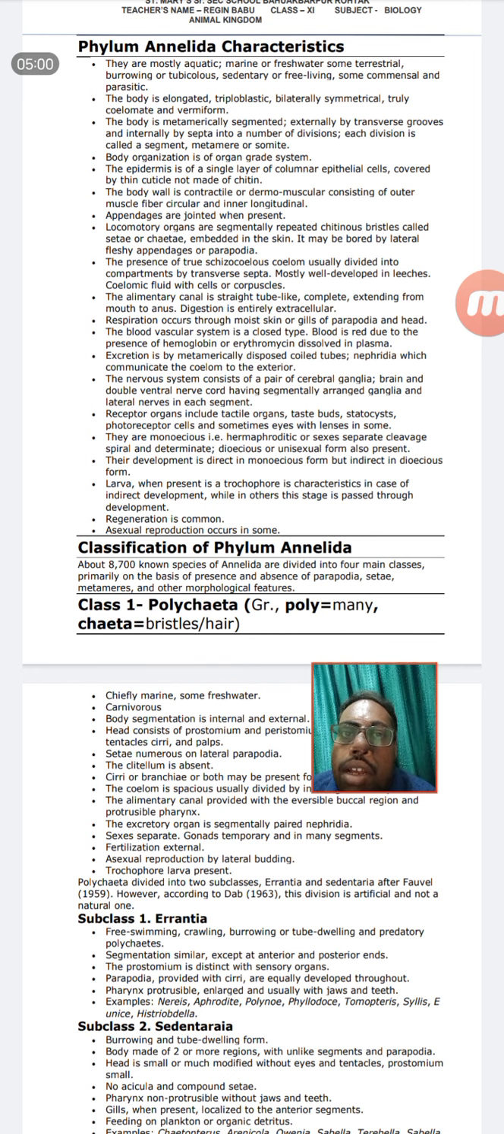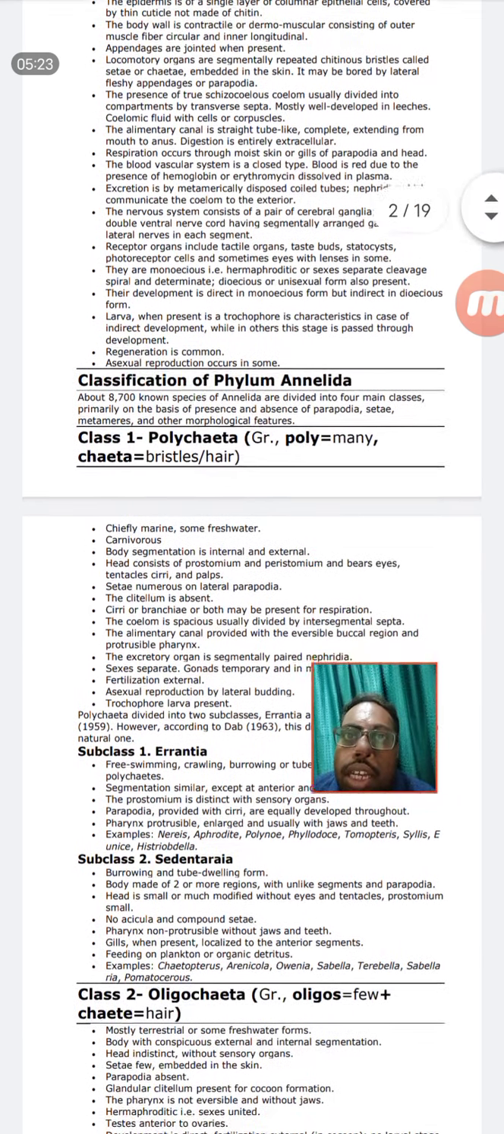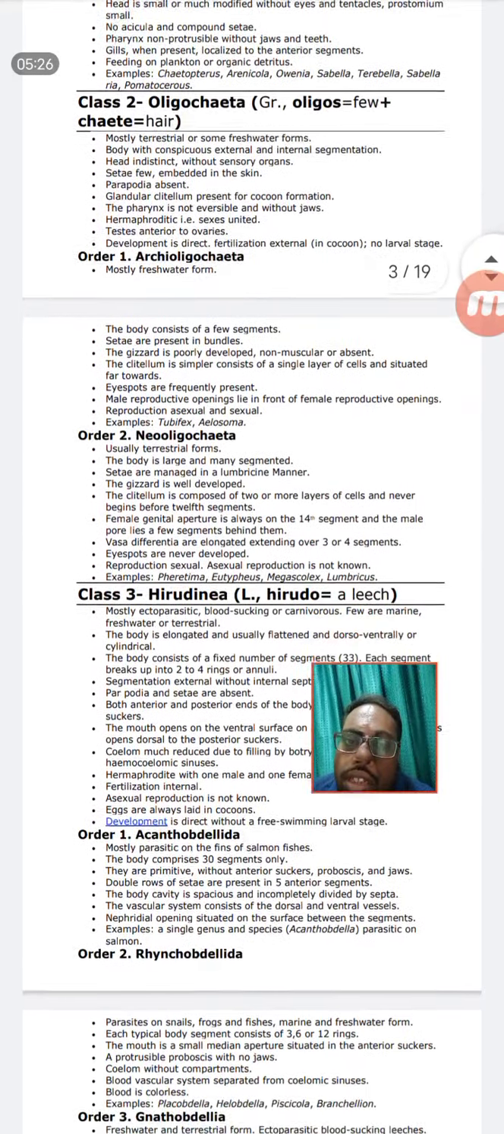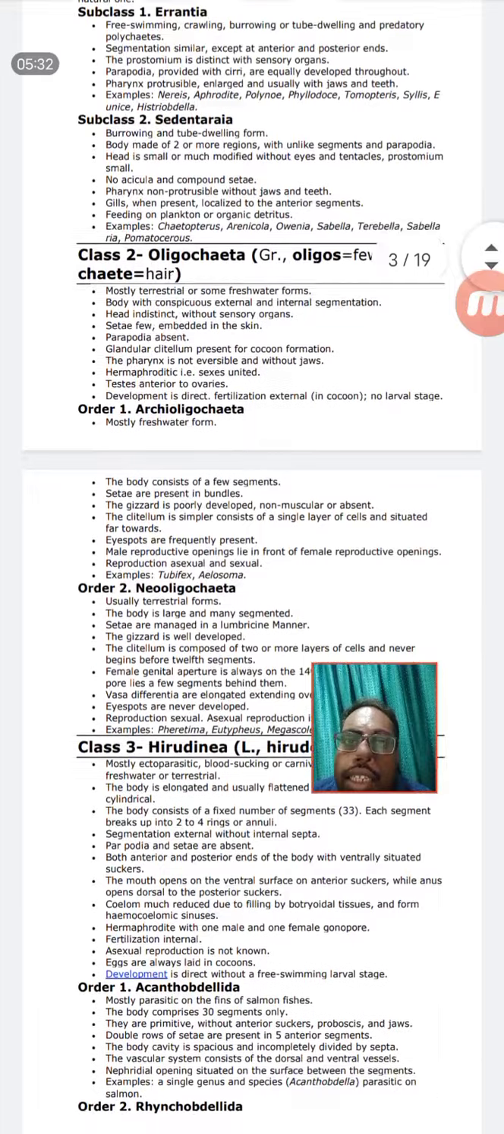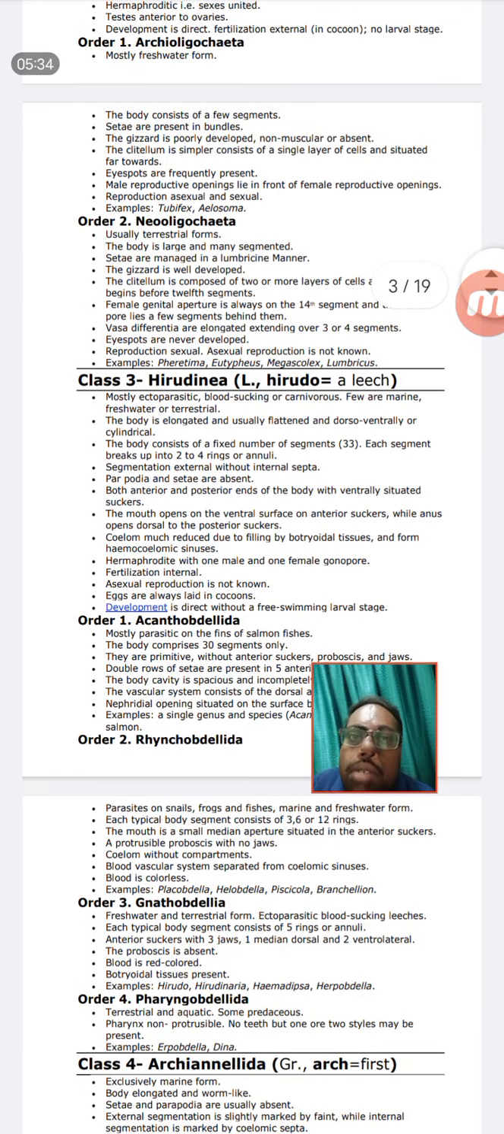They have receptors like taste buds, statocytes, and tactile organs: taste buds to taste the food, statocytes to maintain the balance of the body, and tactile organs, some of which are used for defense mechanism. They are monoecious, that is hermaphrodite in nature, and in their growth stage they have larvae. So these are the main characteristics of the phylum Annelida, and inside this phylum the most discussed organism is Hirudinaria, the leech.